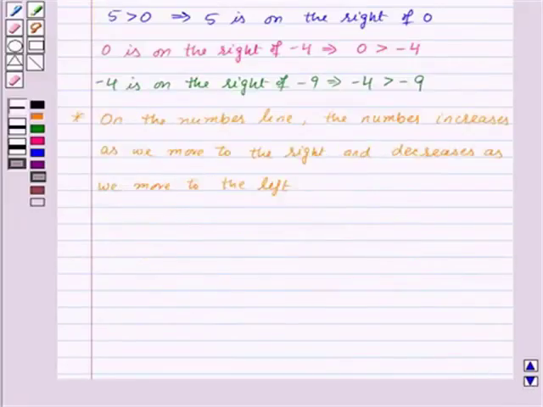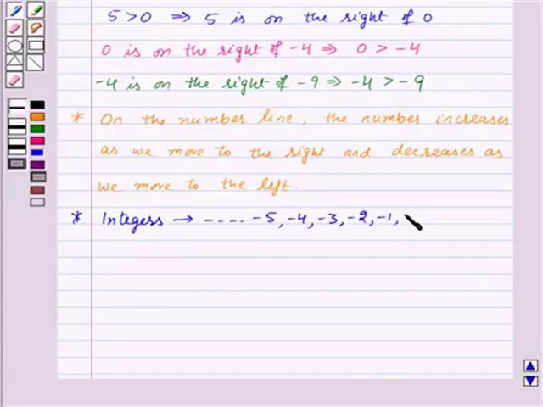So, the collection of integers can be written as minus 5, minus 4, minus 3, minus 2, minus 1, then 0, then positive integers 1, 2, 3, 4, and so on, according to their order.